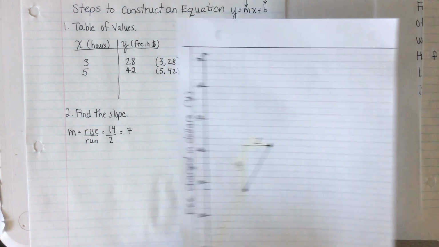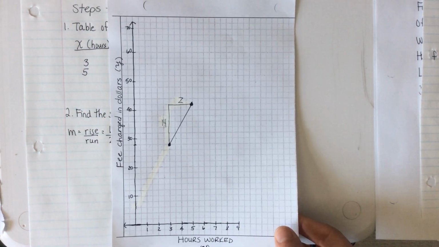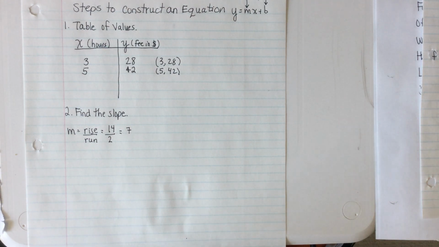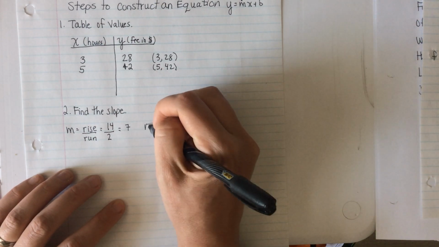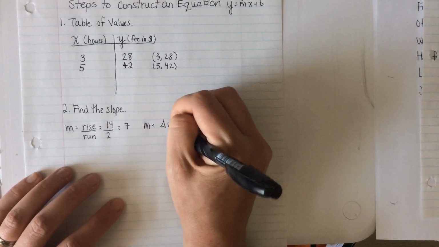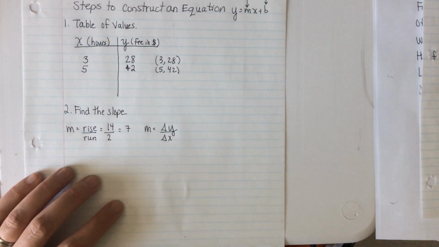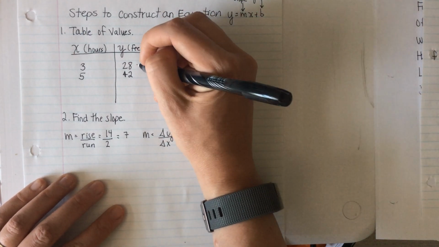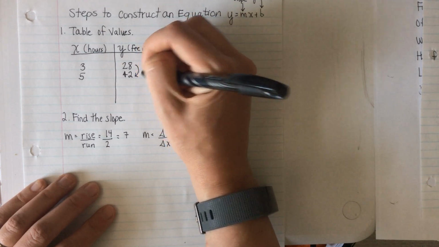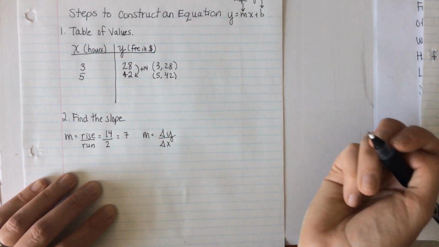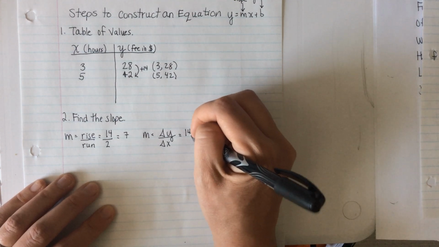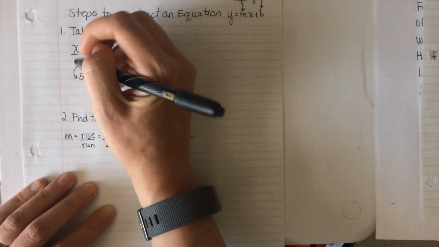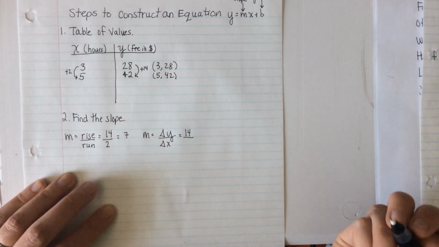So the other way we can find that, if you don't want to stop and draw a graph, which is a bit time consuming, is we can just take a look at our table of values here. And we can use delta y over delta x, or the change in the y value as compared to the change in the x value. So if we look at my table of values, to go from 28 to 42, I am increasing by 14. So my change in y is 14. And to go from 3 to 5 on my x column, I am rising by 2.